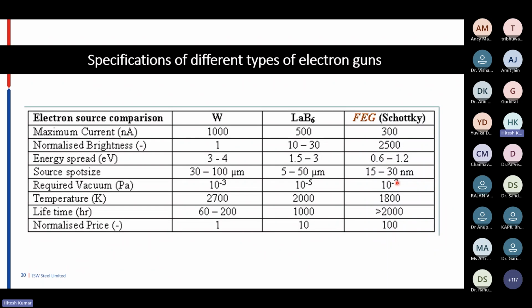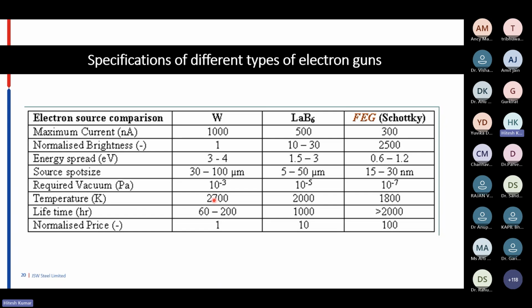In fact, you require 10 raised to the power minus 7. The temperature in FEG Schottky is around 1800, reduced from 2700. So lifetime, I already told you, is 100 to 200 hours.